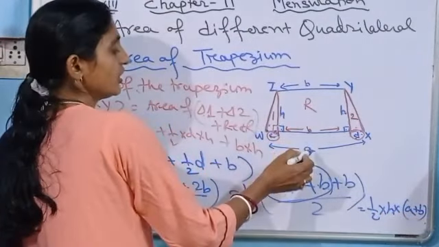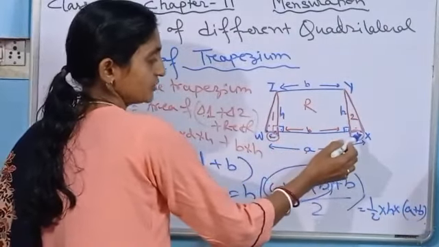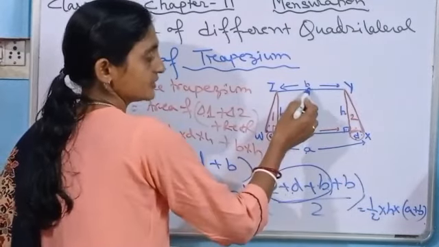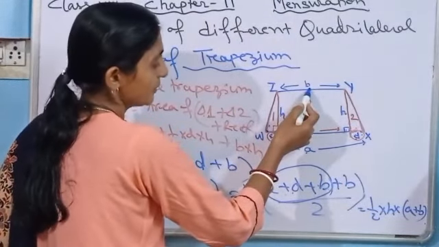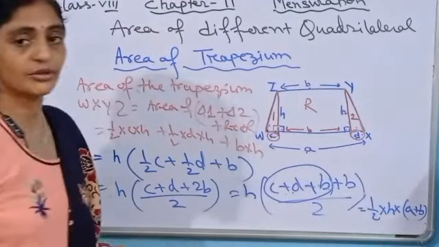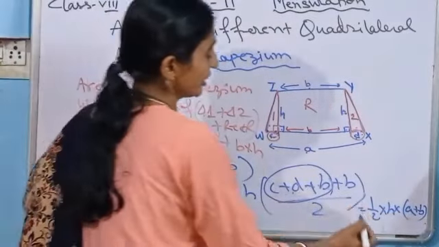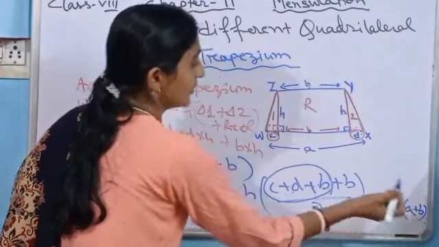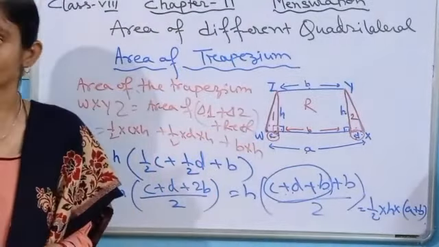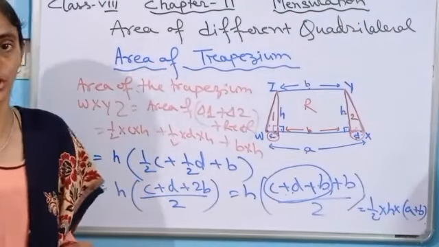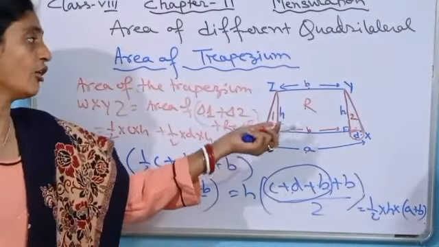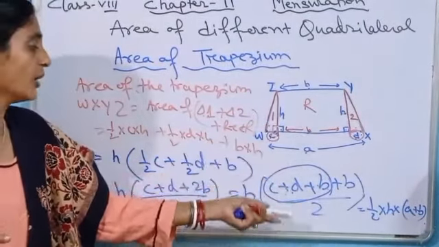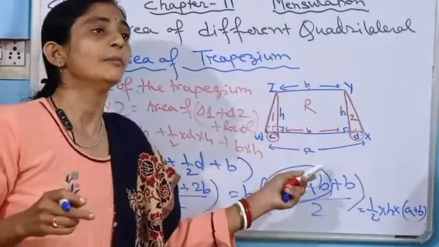So what have you got? A means the longer side of this trapezium, and B is the shorter side of this trapezium. So what is the formula ultimately we have got in this case? What will be the area of a trapezium? It is half into height into the sum of the parallel sides. I hope you all have understood. The area of a trapezium stands for half into height into sum of the parallel sides.